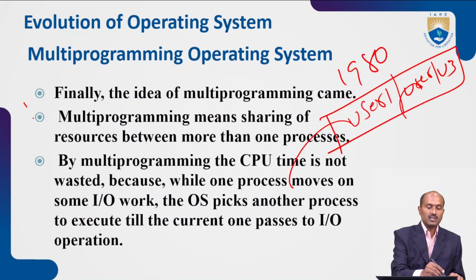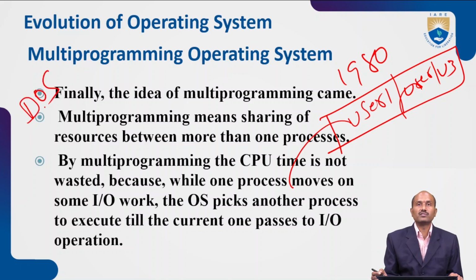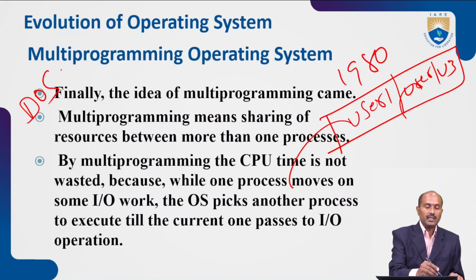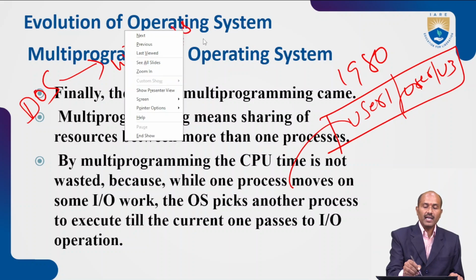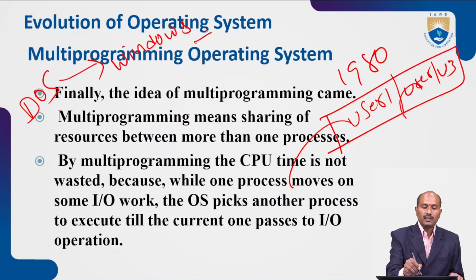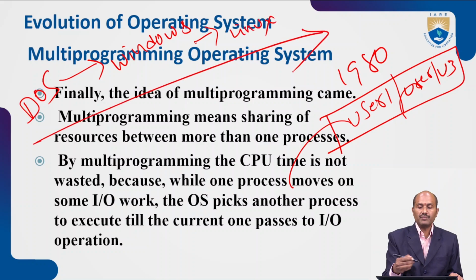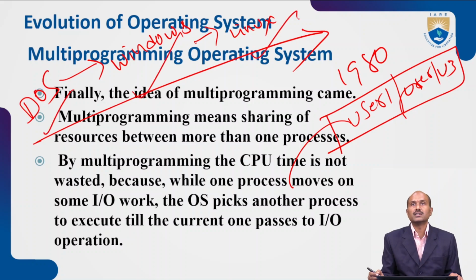After this computer came DOS, the disk operating system. Then the Windows operating system was invented. Then the Linux operating system was invented. See, this is the sequential way of the invention. DOS, Windows, Linux: a sequence of operating systems was invented with the concept of multi-programming.